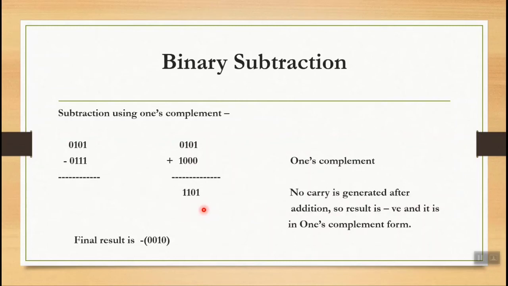Then when there is no carry, the number is negative and the result is in 1's complement. So you have to forget that actual result, and convert this number to the original number. That means the 1's complement, you convert it again: 1 to 0, 1 to 0, 0 to 1 and 1 to 0. The final result is 0 0 1 0 with a minus sign, which is nothing but 2. So 5 minus 7 is minus 2. I think this is clear for 1's complement subtraction.